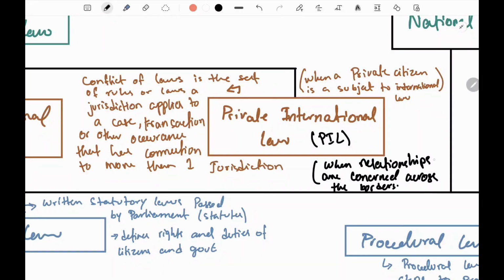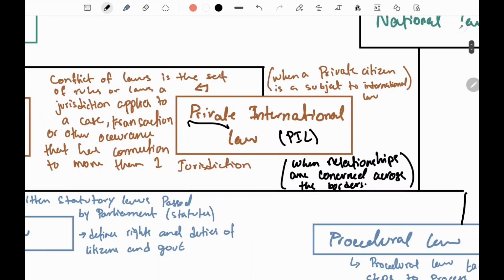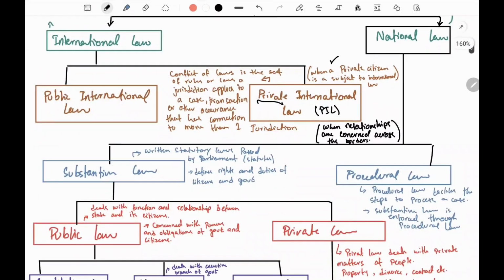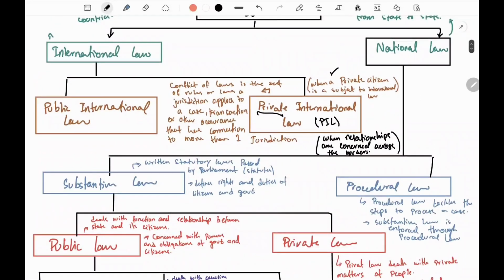So that is no more national law if something is across the borders. That is international law, and it's private because a private person is involved in it, when a private citizen is a subject to international law. This is basically the shortest definition you can get. Okay, that is it for international law.